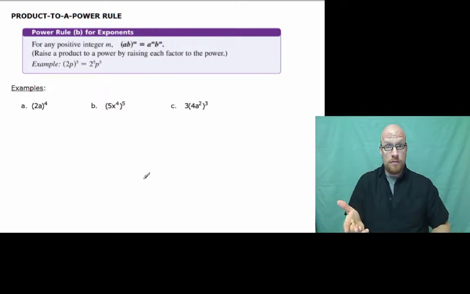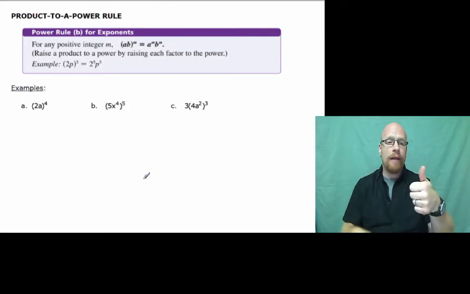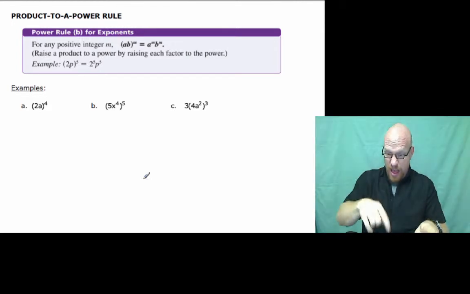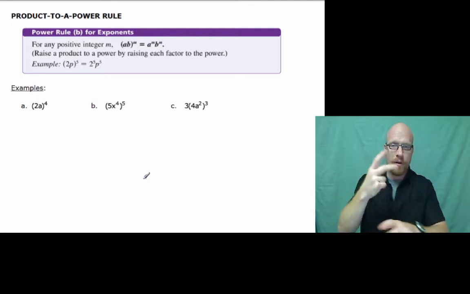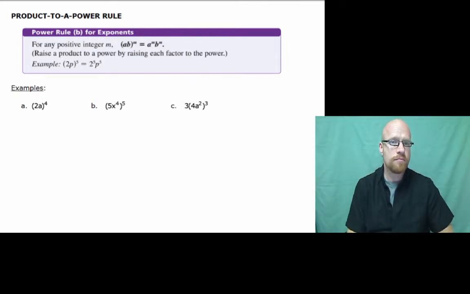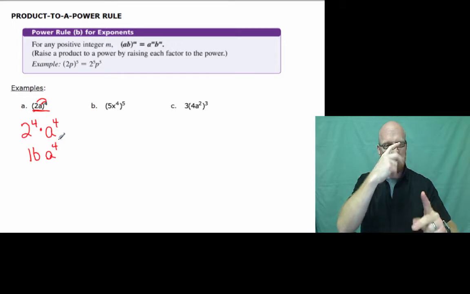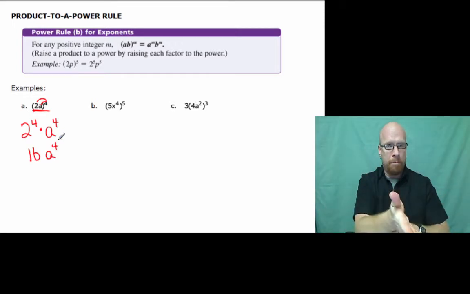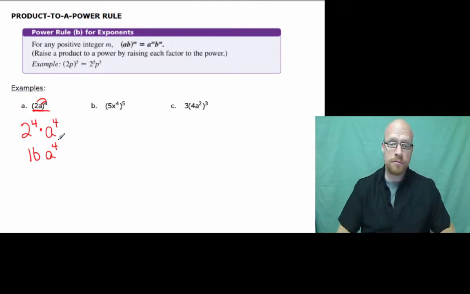Sometimes we have two things that are multiplied together, 2 times a or 10 times y. We have parentheses there, and then the exponent will apply to both things in the parentheses, like here. So 2 to the fourth, if you multiply it through, it's 16, and then a to the fourth. Now B example is a little different.